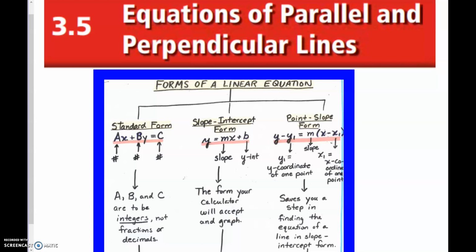There are just three different forms to look at. We've got standard form, where we've got ax plus by equals c. A, b, and c are typically numbers. Slope-intercept form is y equals mx plus b, where we can read off your slope and your y-intercept. And then point-slope form is y minus y1, where y1 is the y-coordinate of a point, equals m, where that is the slope. And remember, it's x minus x1, so that's the x-coordinate of the point.